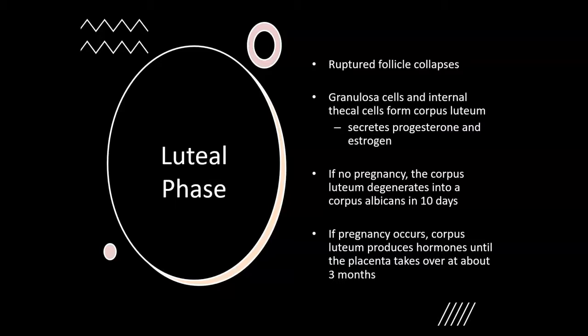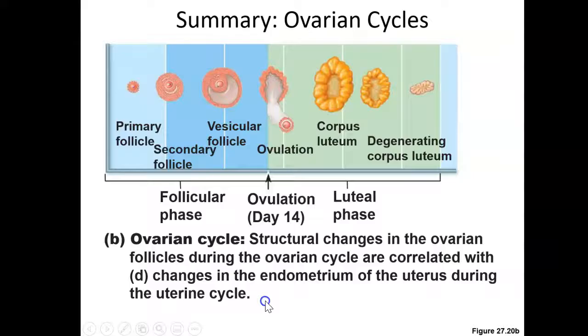And if pregnancy does occur, then it's going to produce hormones until the placenta takes over at about 3 months. So that kind of sums up the ovarian cycle. Here is a picture. So again, you've got the primordial follicle, the primary follicle. Then the follicular stage takes about 1 to 14 days. So this is going to be when the follicle actually grows.